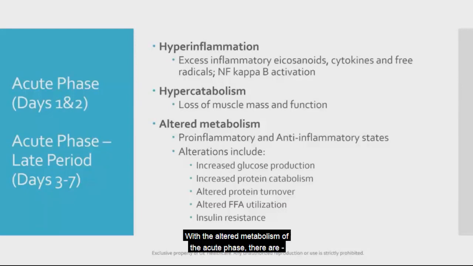With the altered metabolism of the acute phase, this is very pro-inflammatory, but it can then alternate into phases of anti-inflammation, all driven by hormones affecting glucose metabolism, protein metabolism and turnover, and the use of fuels for energy, regarding the fact that these patients can be profoundly insulin resistant and they don't necessarily use free fatty acids for fuel normally.